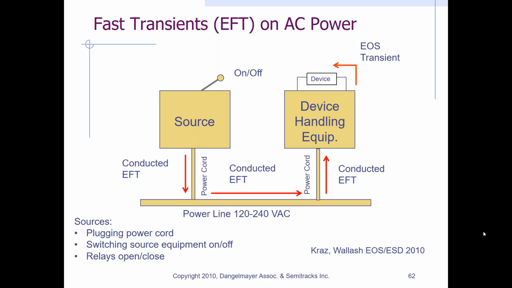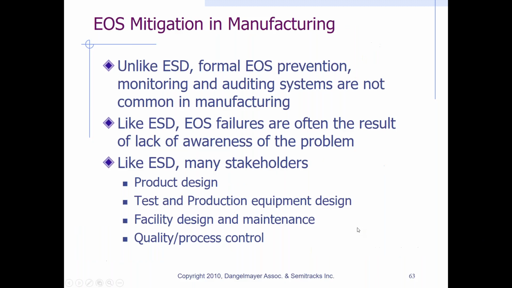You can have electrical fast transients on a power line. So the source can be in one piece of equipment, and you'll have another piece of equipment handling devices that sees a conductive electrical fast transient, and this can damage a part. There are many scenarios like this. This one's taken from a paper by Vladimir Kraz and Al Wallace back in 2010 at the ESD symposium.